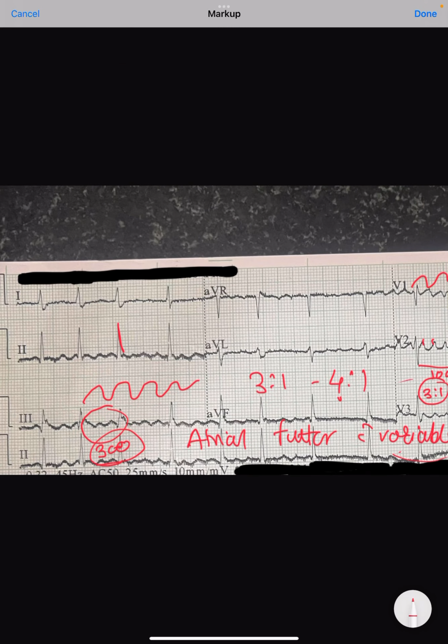The treatment of choice for this is beta blockers. We commonly give beta blockers, and diltiazem and verapamil can also be given. And in those cases where the patient is unstable or not responding, not reverting, cardioversion can also be tried.